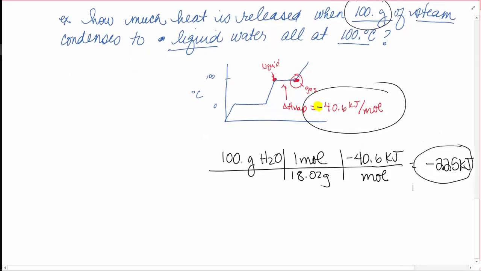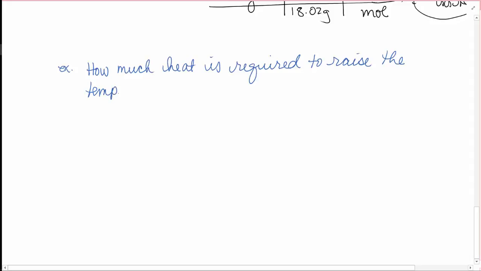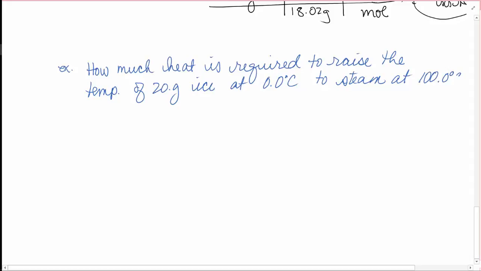All right, last question. So here's the question. Let's actually scroll that up for you. How much heat is required? That's already telling me it's probably going to be positive, right? I got to put energy in to raise the temperature of 20 grams of ice at 0 degrees Celsius to steam at 100 degrees Celsius.